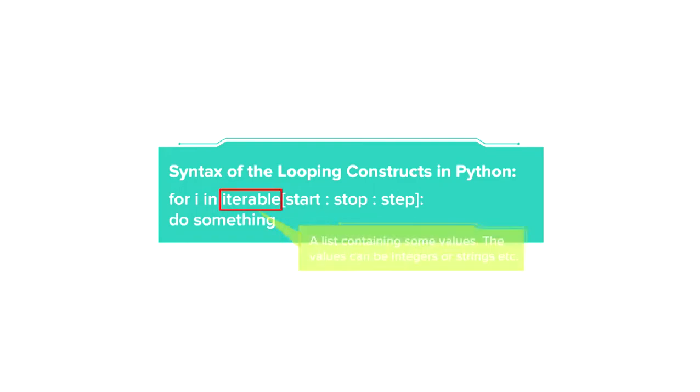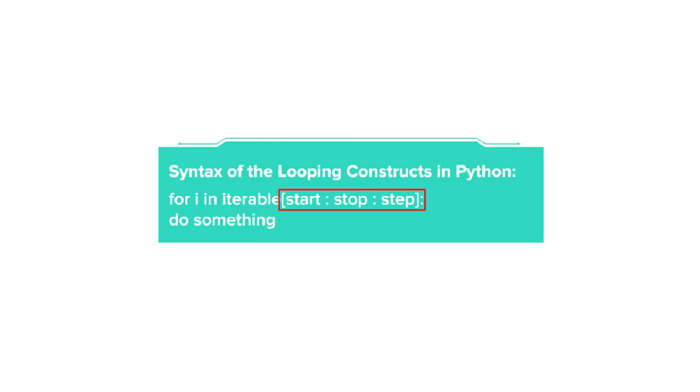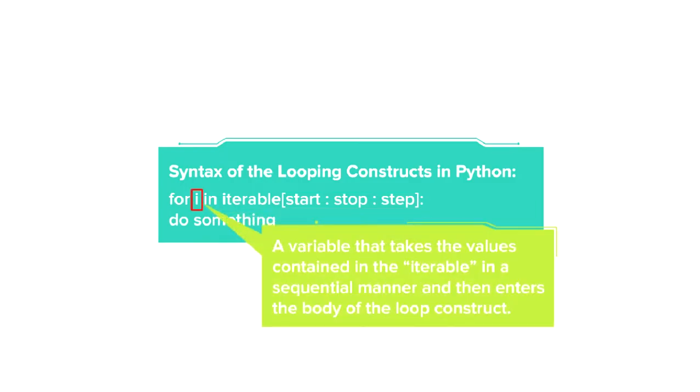Here, iterable is a list containing some values. The values can be integers or strings, etc. Start, stop, and step are three values which we need to specify in order to control the loop. We will look at them in action shortly. Now, i is a variable that takes the value contained in the iterable in a sequential manner and then enters the body of the loop construct.